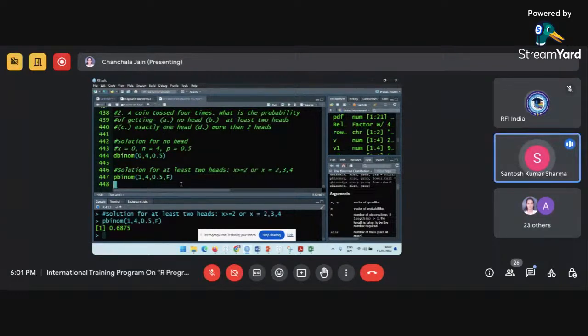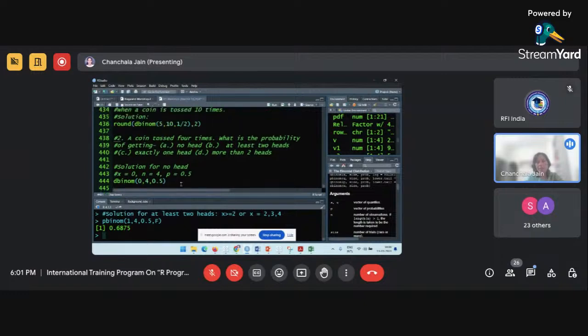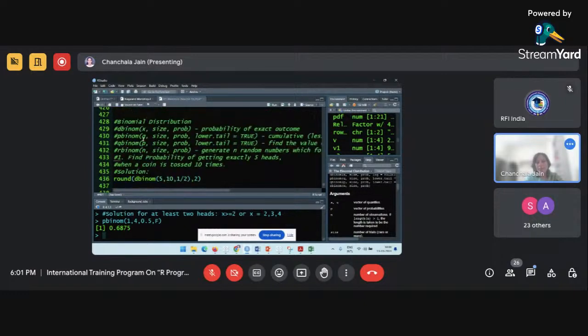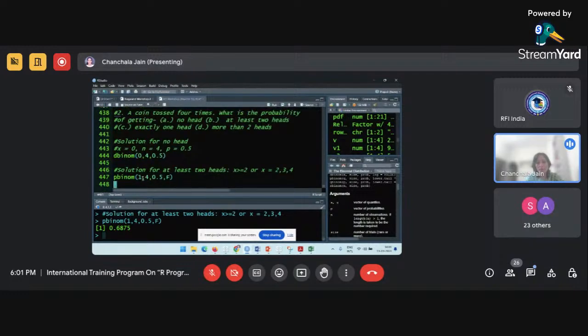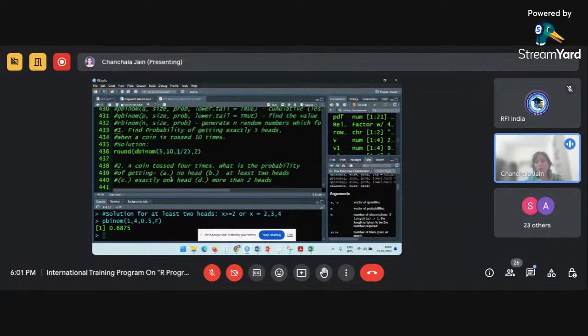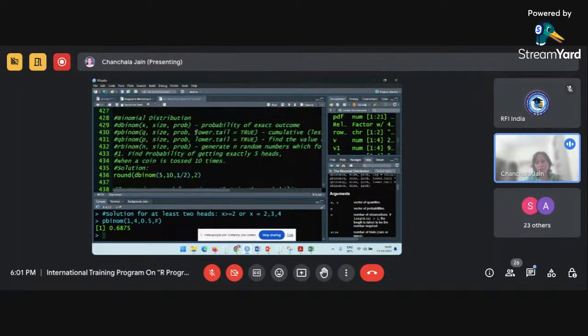Line number 447. Okay, again I repeat. The pbinom function requires q, size, probability, and lower.tail equals true. So q we have given here as 1. I'll explain again why I passed 1 here. N is 4 and p is 0.5. Lower.tail is very important to understand here, the fourth parameter.